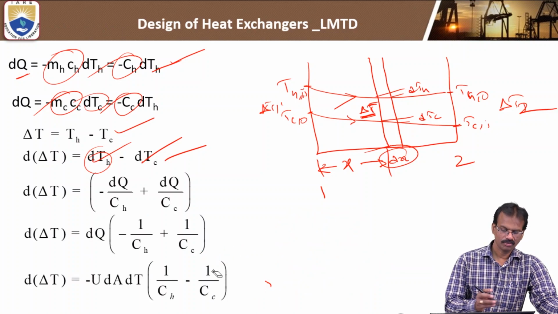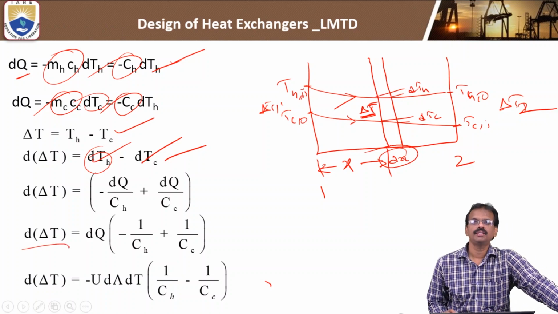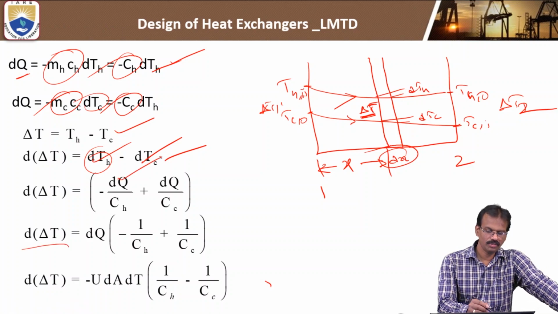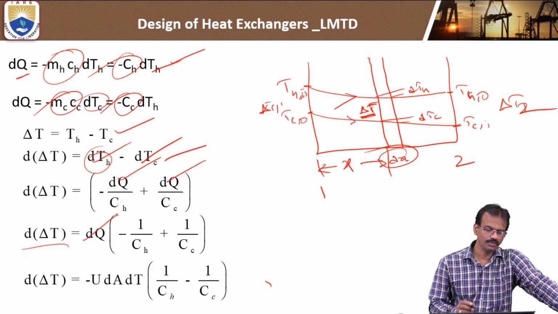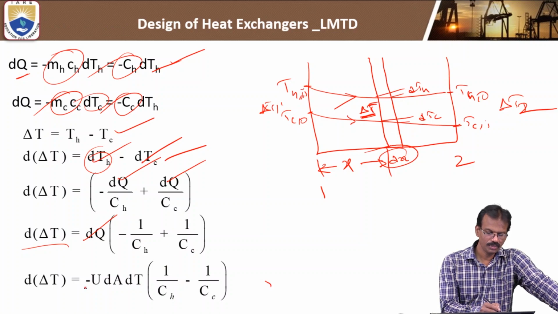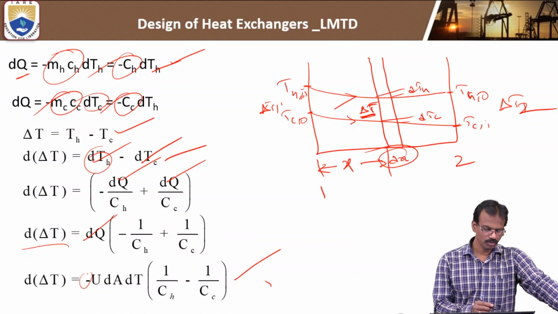Okay. What is that one? Derivative of delta T is equal to dq, because here dq is the common term. You can take common dq. Then minus 1 by Ch plus 1 by Cc, or if you take minus as common, then 1 by Ch minus 1 by Cc. You know this one.